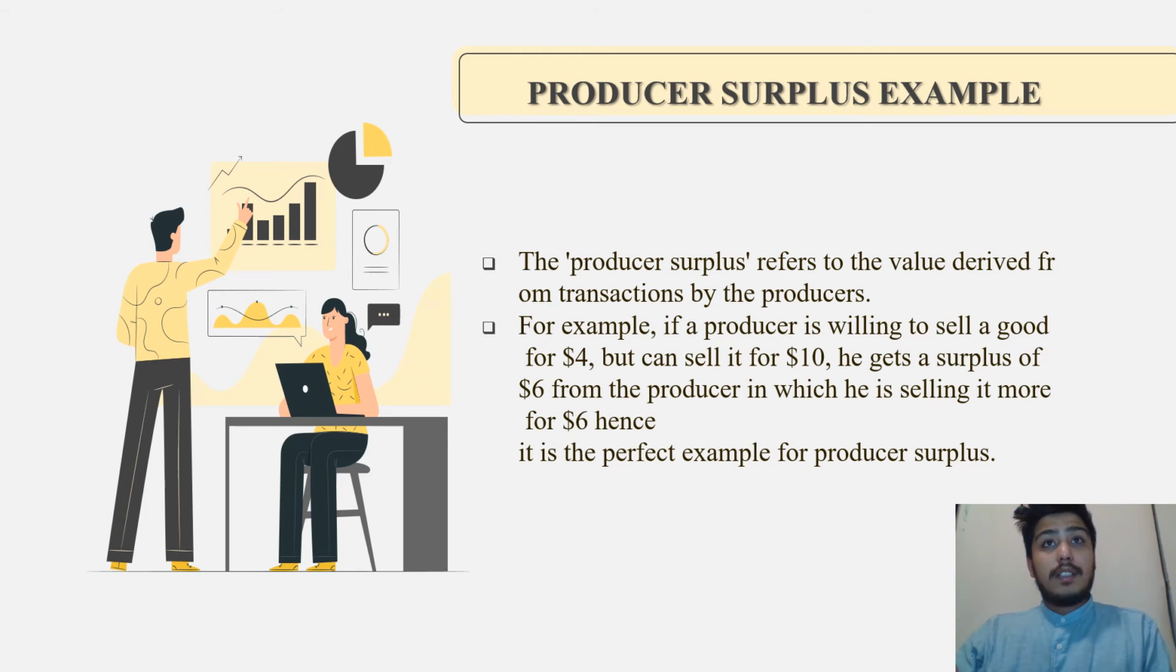So the next slide is about a producer surplus example. In the example, we can see that if the producer is willing to sell any goods or product for $4, but he can actually sell it for $10, he gets a surplus or a profit of $6. So the amount $6 is the producer surplus.